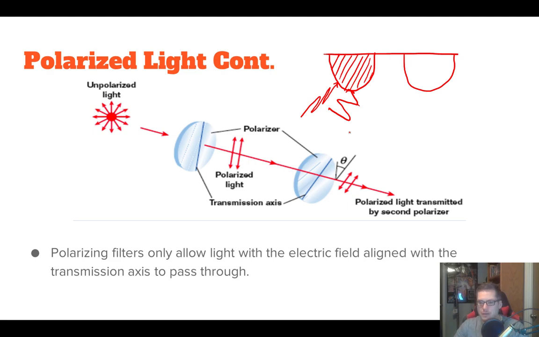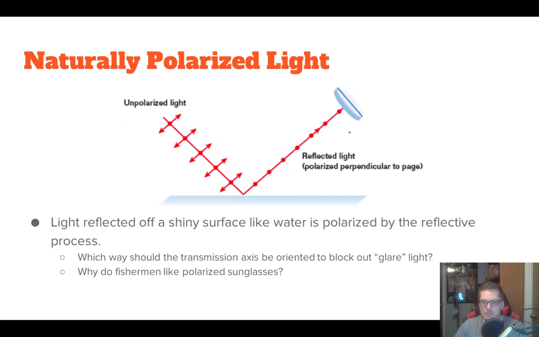All right. Now, there are several times when naturally polarized light occurs, and one of these is when unpolarized light hits some sort of reflecting surface, like the surface of a lake, or water on the pavement, and so forth. Or like if you're into fishing.